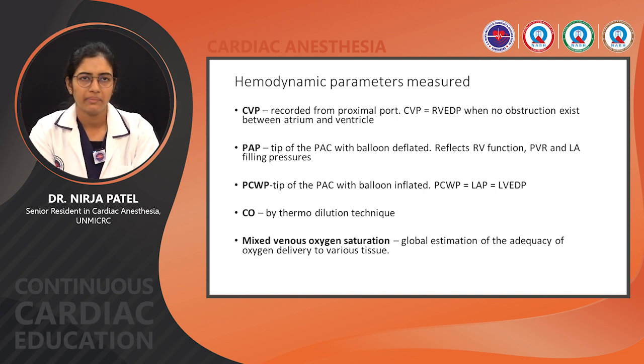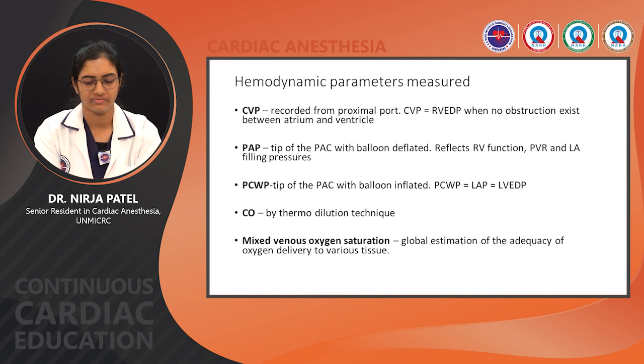Another is pulmonary capillary wedge pressure, when the tip of the PAC is in the pulmonary artery with the balloon inflated. It will give us the pulmonary capillary wedge pressure, and that is equal to left atrial pressure and it will equal left ventricular end diastolic pressure. Another parameter we can get is cardiac output by thermodilution technique. Another is mixed venous oxygen saturation, that is a global estimation of the adequacy of oxygen delivery to various tissues.